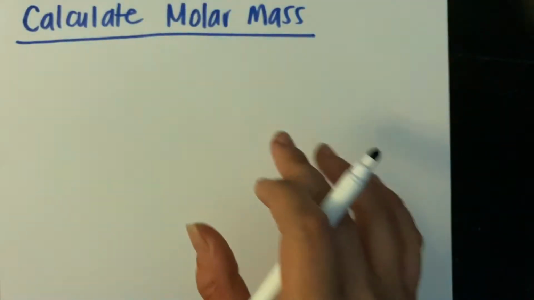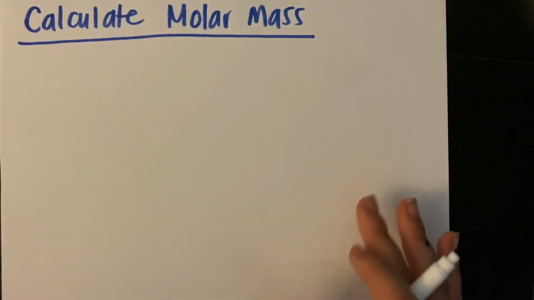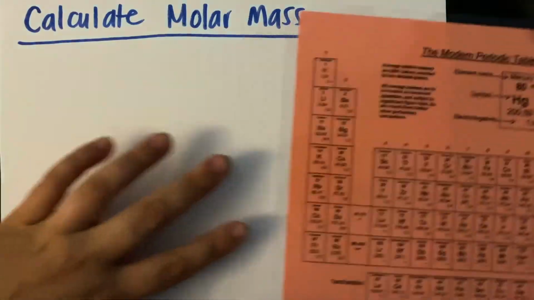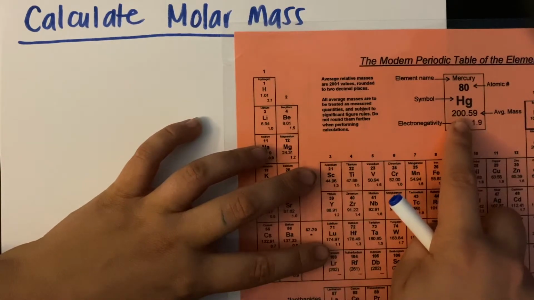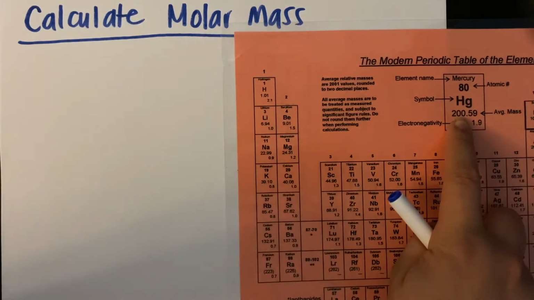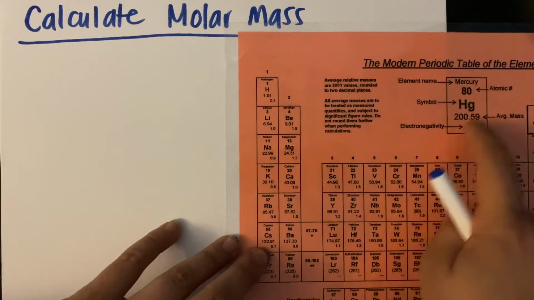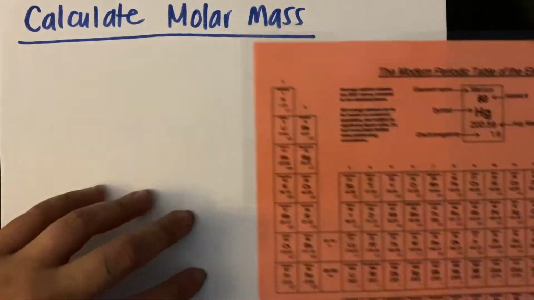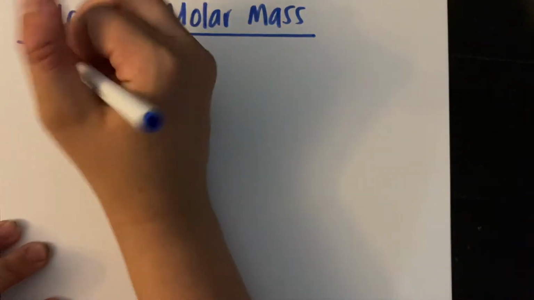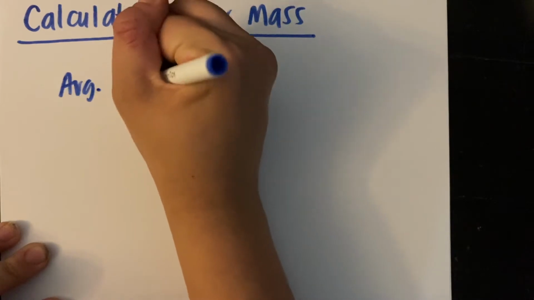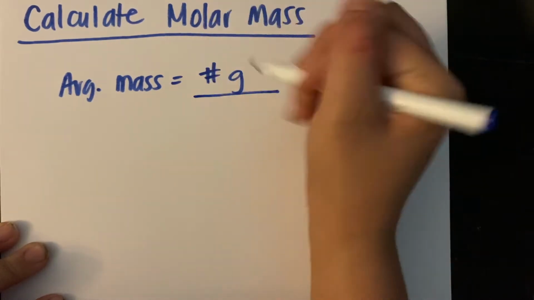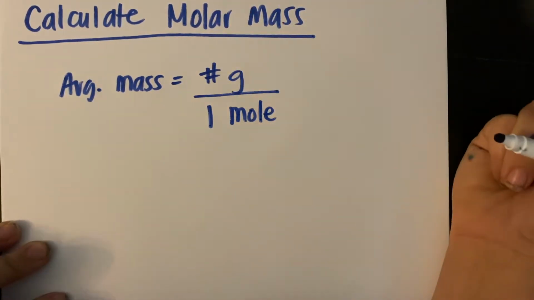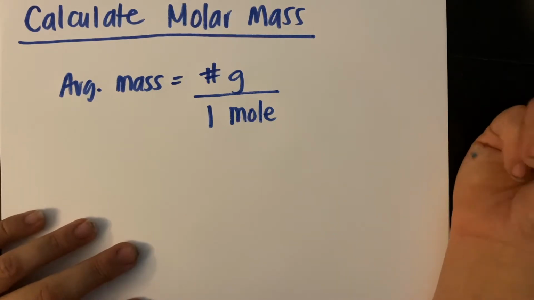So the idea of molar mass is that these numbers, maybe I can keep it off to the side here, your average atomic mass number tells me the amount of grams of 1 mole of this element. So your average atomic mass tells me the number of grams per 1 mole of your element, whatever element you're dealing with.